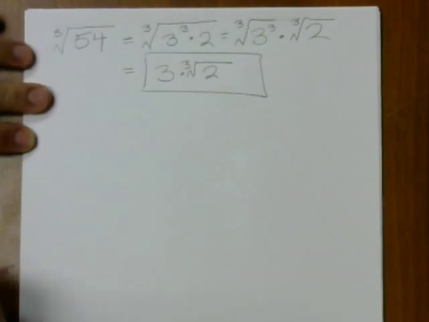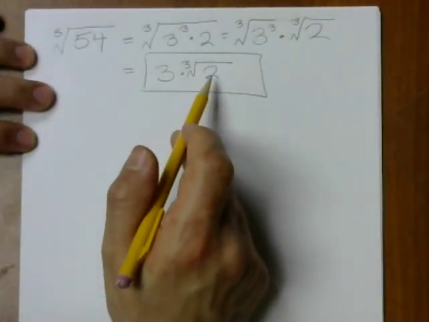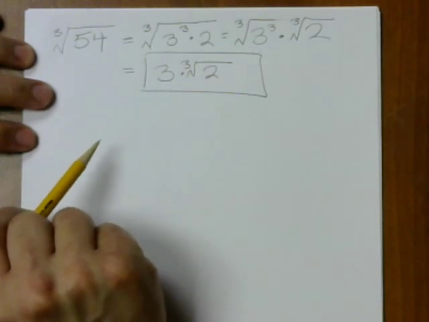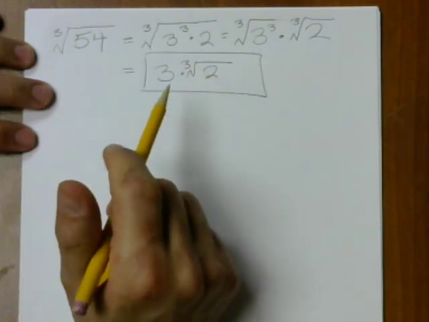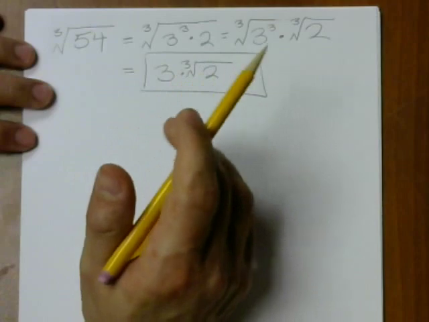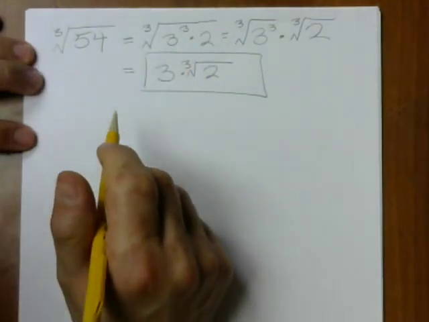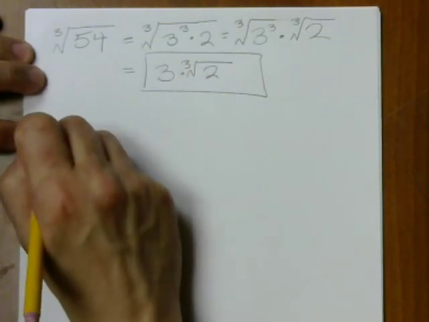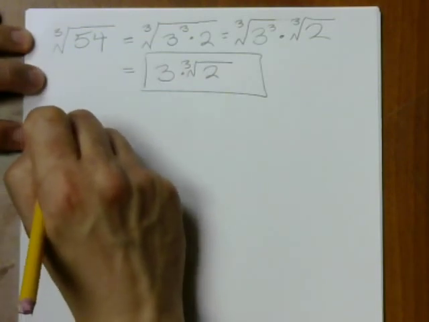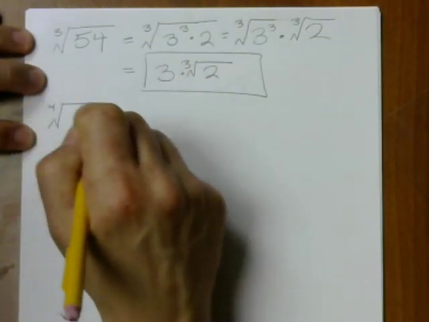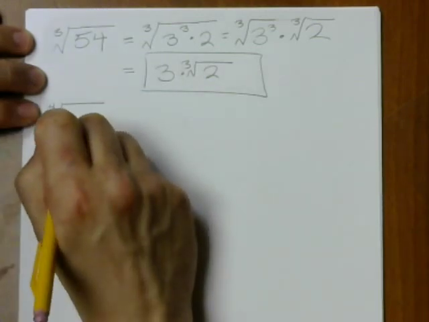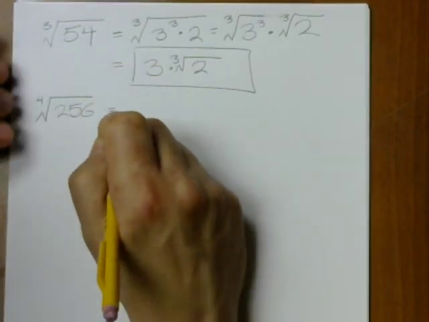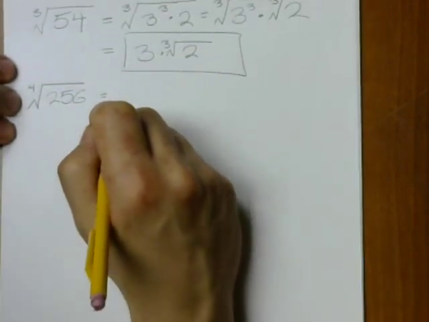I'm not going to get some magical whole number that if I cube it, I get 2. There's no such number. So this is in its most simplified form. I've simplified this all I could possibly simplify it. So what else could I do? Let's try, say, maybe taking the fourth root of 256.